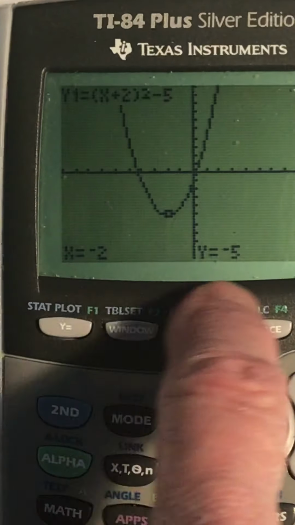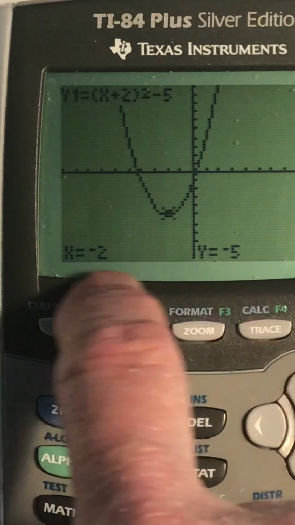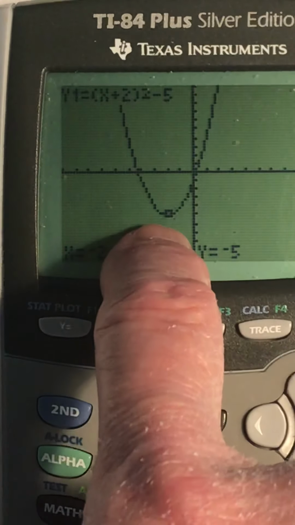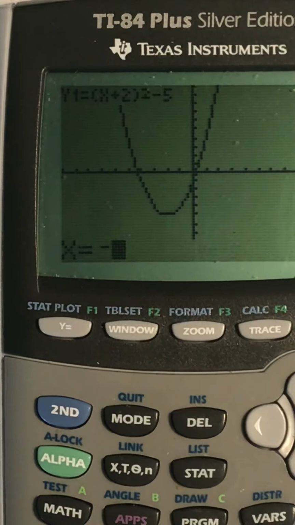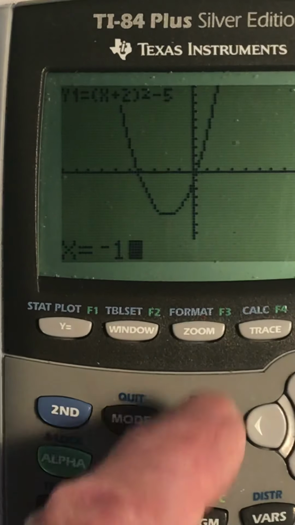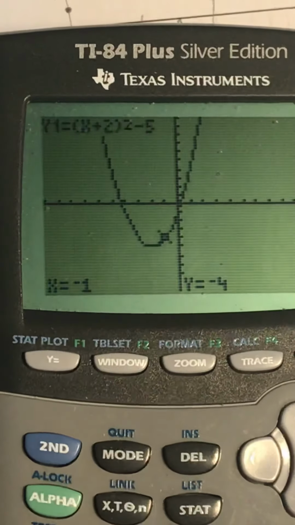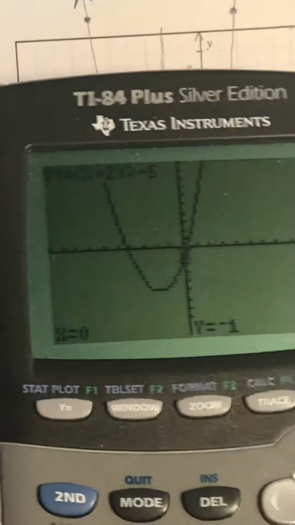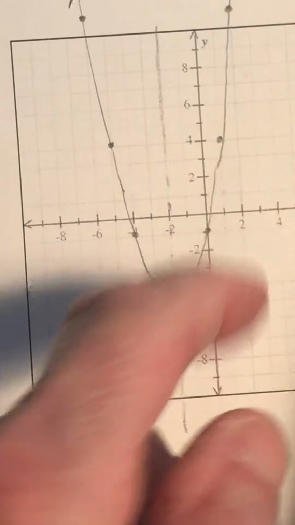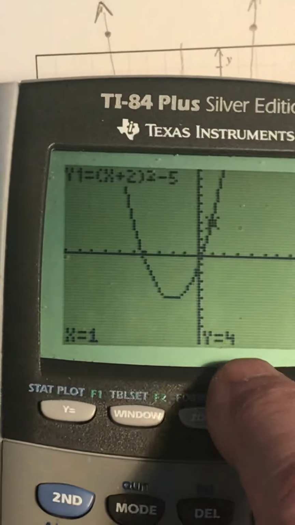See how it's confirming what we got on the paper? -2, -5, that point, -2 for x, -5 for y. That's at the very bottom of the graph. That's at -5. And if I type in -1, while I'm still in trace mode, it gives me -4, which confirms that point. And then if I put in, I guess the 0, I'm at the -1, which confirms that. And then if I put in a 1, I should get a +4. Let me put in a 1. And you see I do get a 4.